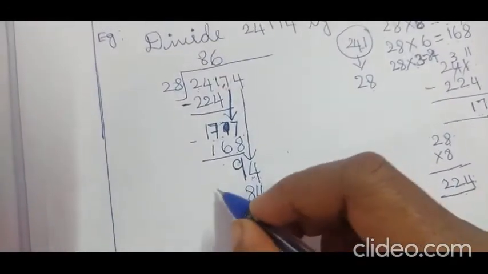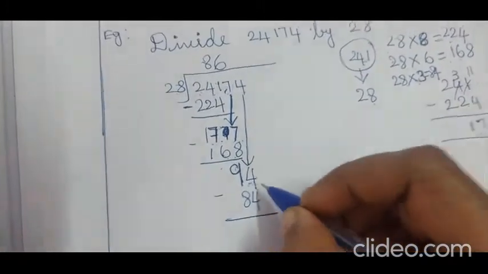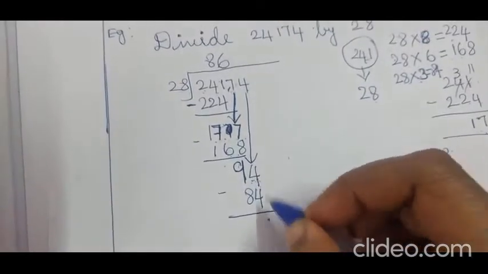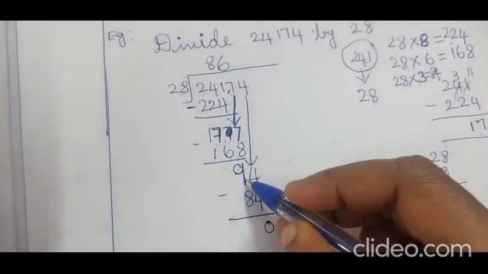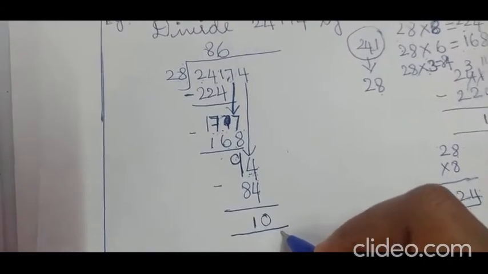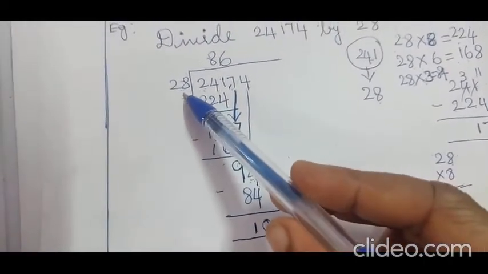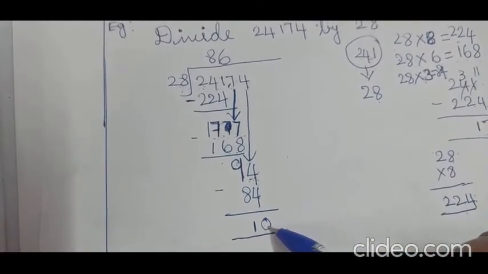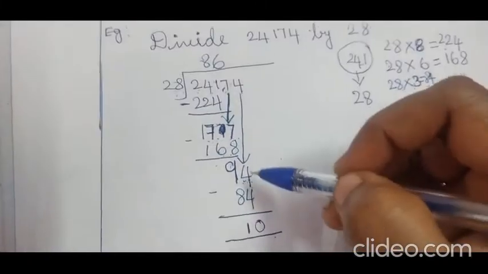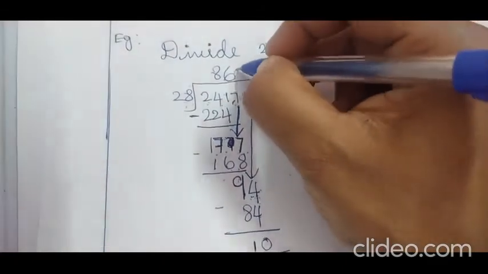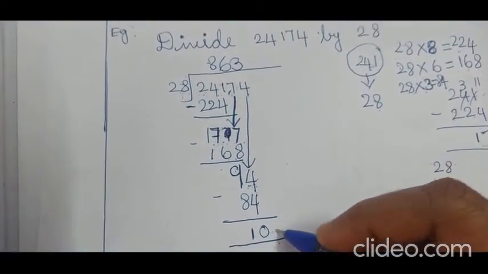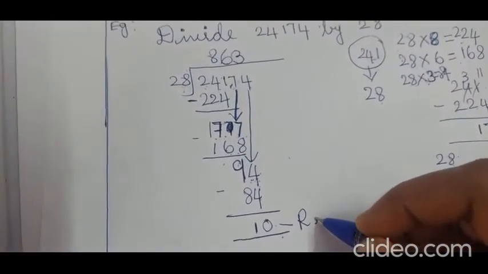84. And here what we have to do? We have to minus 94 with 84. How much will come? 10. 4 minus 4, 0. 9 minus 8, 1. So now I am stopping here because the divisor cannot go into this 10. This has become smaller. We cannot divide anymore with 28. So which table did we use here? Third table, right? Got it? And then this is the last remaining, that we'll write as the remainder.